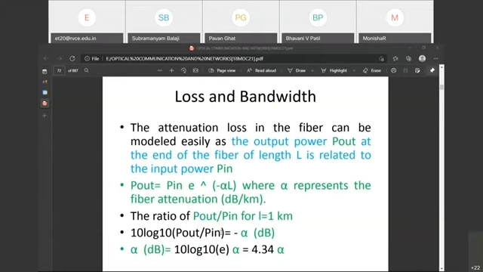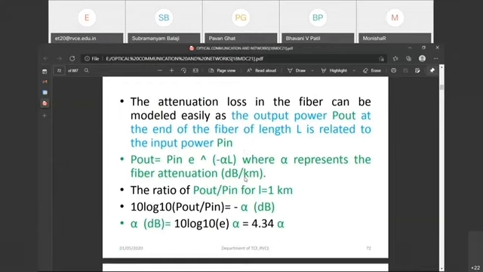Just a moment. Amrita, is it working now? Okay, I hope the audibility is maintained now. So let me go to the next one.